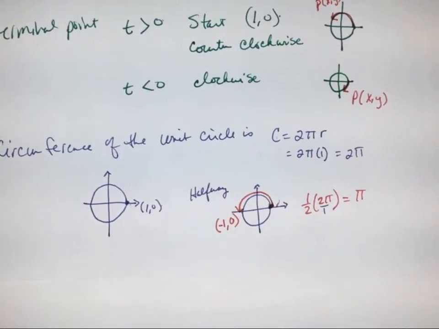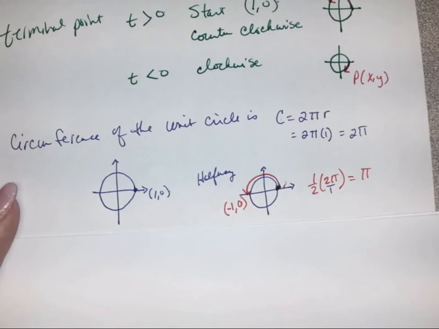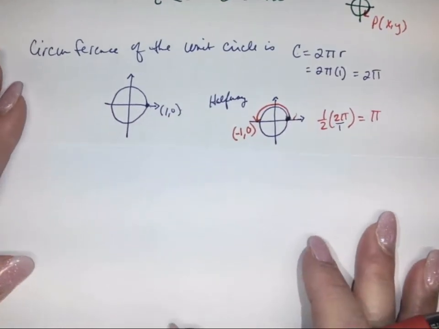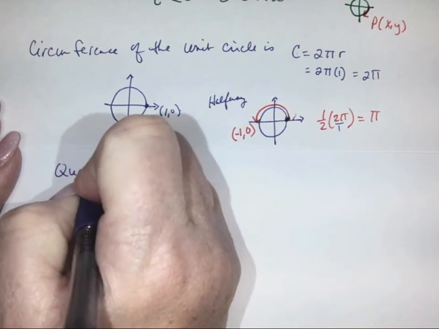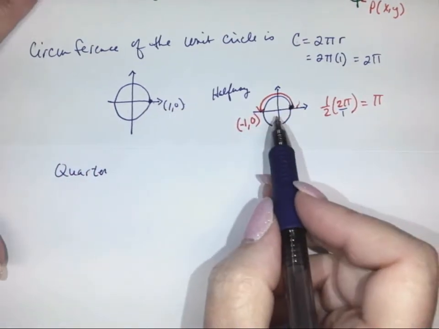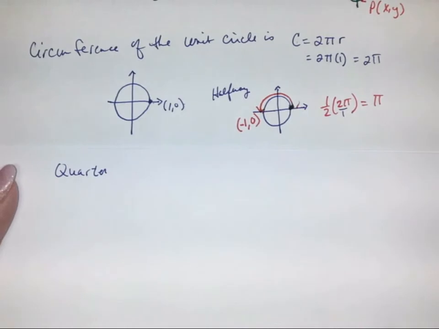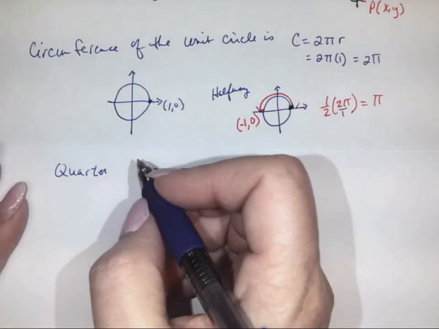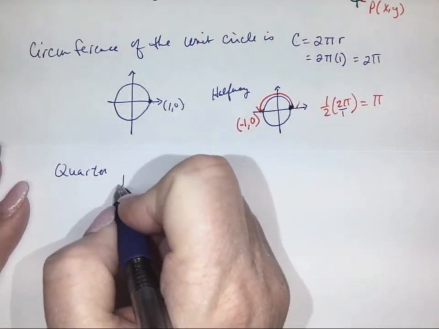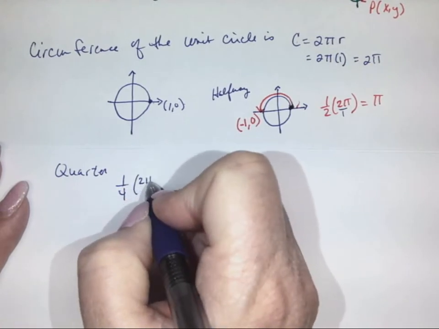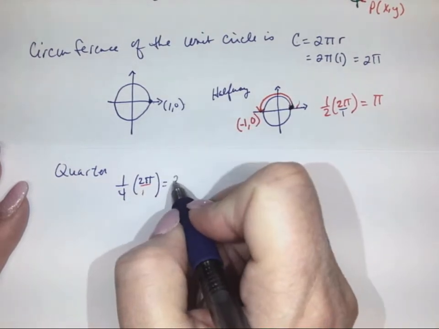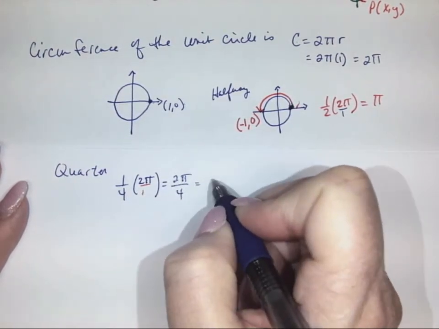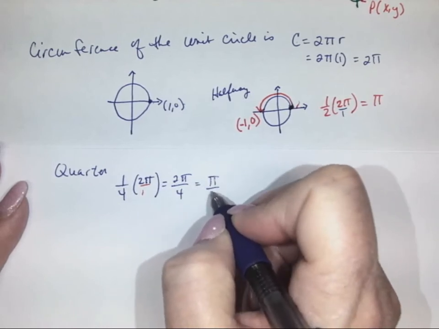Now, if we want to go, let's say, 1/4 of the way around our circle. Let's go 1/4. Because if we're looking at it, it's broken up into 4 quadrants, which means it's 1/4 of it. So 1/4 of our distance, we would have 1/4 times 2 pi. And again, you can always put that over 1 to see how it goes. That ends up with 2 pi over 4, which would reduce down to be pi over 2.